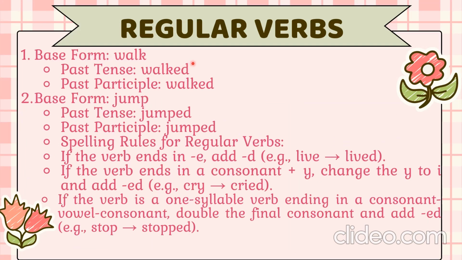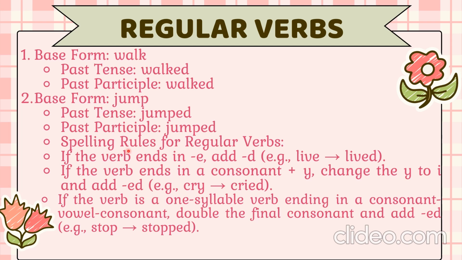The rules and examples for regular verbs. The base form of the verb walk becomes walked when we add ed. So we get the past tense walked and the past participle also walked. Let's say another example: jump. When we add ed to jump, we get the past tense jumped and the past participle also jumped.